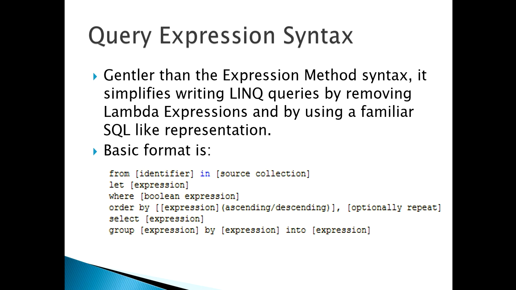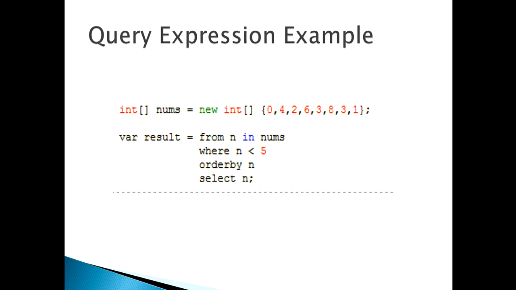Now this isn't my word, this was from an online resource that I came across. I like how they describe it here though. It's a gentle way of describing the extension method, of writing the LINQ query. So we say things like from the identifier in the source collection, let, where, order by, select, group, okay? So that's the general overall format that's available.